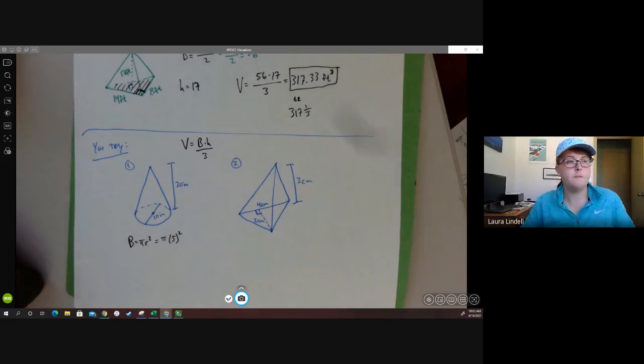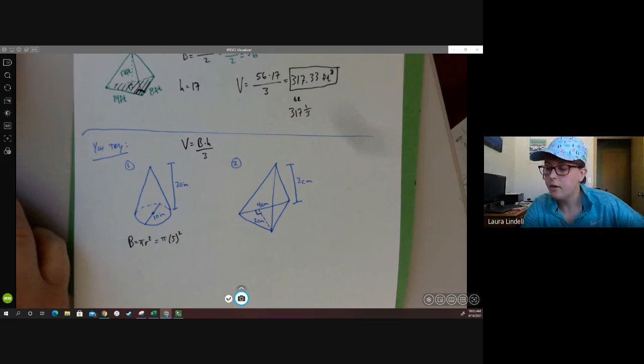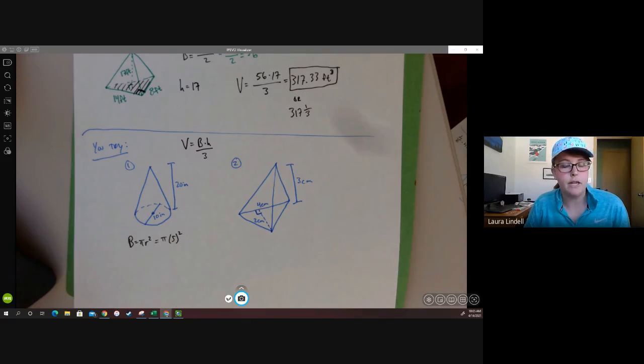On the first one, if you figured out that the base area is pi r squared, which would mean pi times 5 squared, you're on the right track. Remember that on this one, you're given the diameter, so you need to make it into a radius by dividing by 2.